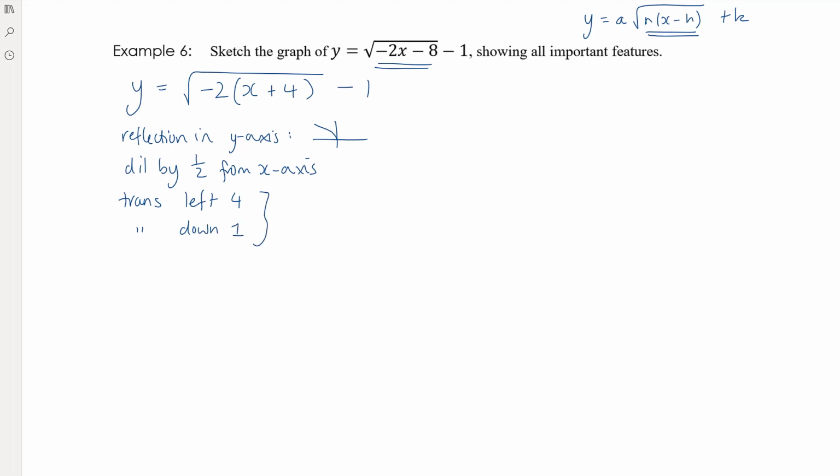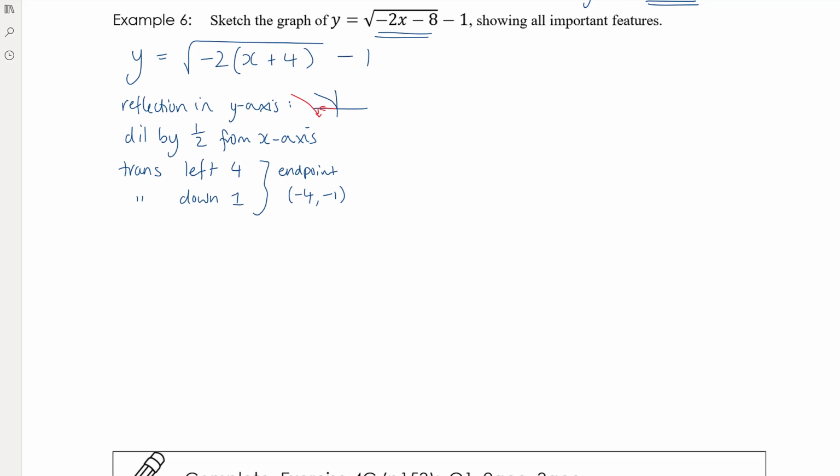So these two things are going to move that endpoint. So that means that the endpoint of the graph is going to be at negative 4, negative 1. So we're going to be moving this graph across to the left by 4 and down by 1 and dilating it a bit, so it's going to head off out that way. So it is going to cross the x-axis, but it won't cross the y-axis. So think through your shape before you do your calculation so you know what you need to work out. So I'm going to have an x-intercept here that I need to find, same as every other graph type.